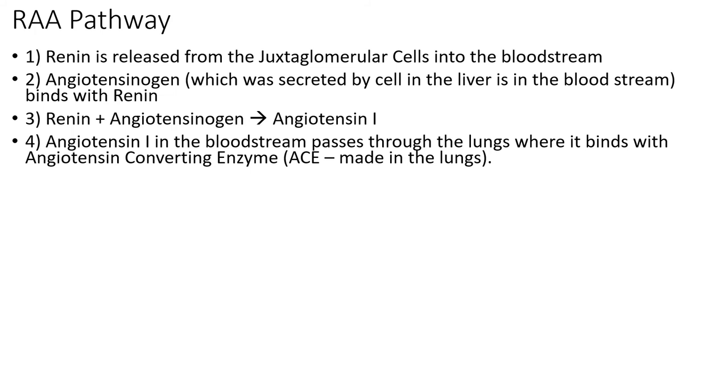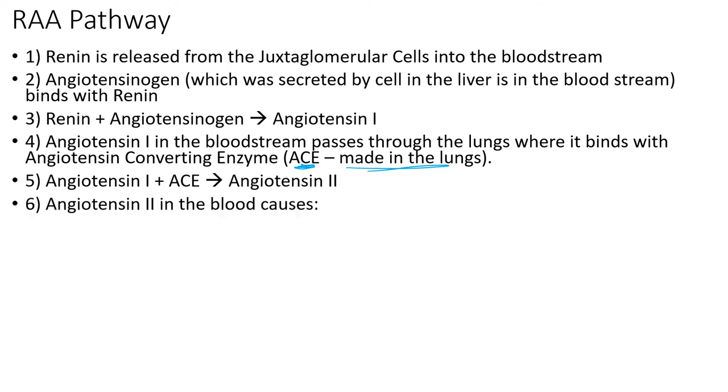And it's just going to make its way through the lungs where it binds to angiotensin converting enzyme, known as ACE. And just, again, don't forget that ACE was made in the lungs. Now, the angiotensin 1, which is in the bloodstream, is going to combine with the ACE that's in the lungs, and we're going to make a new molecule called angiotensin 2. Now, this is the one that creates all the next set of steps. So this is the biggie.